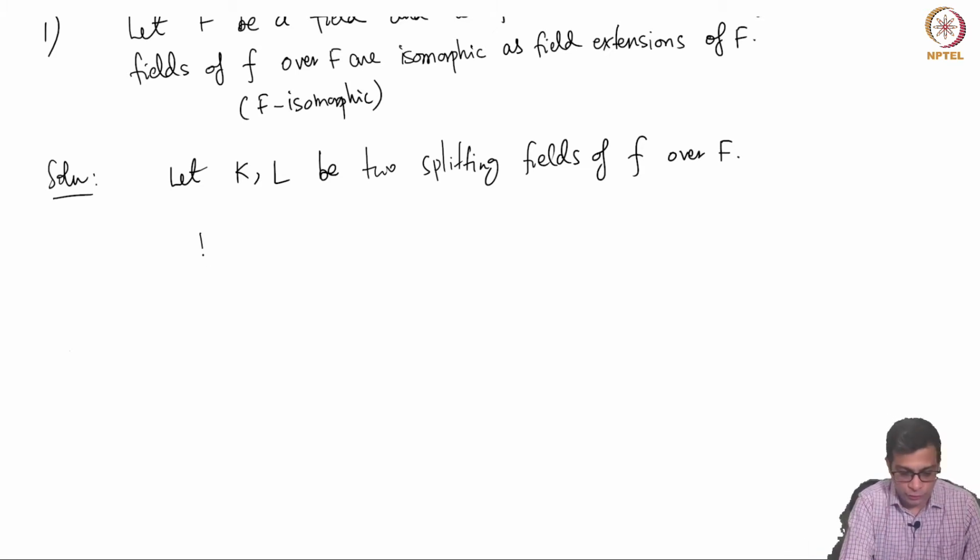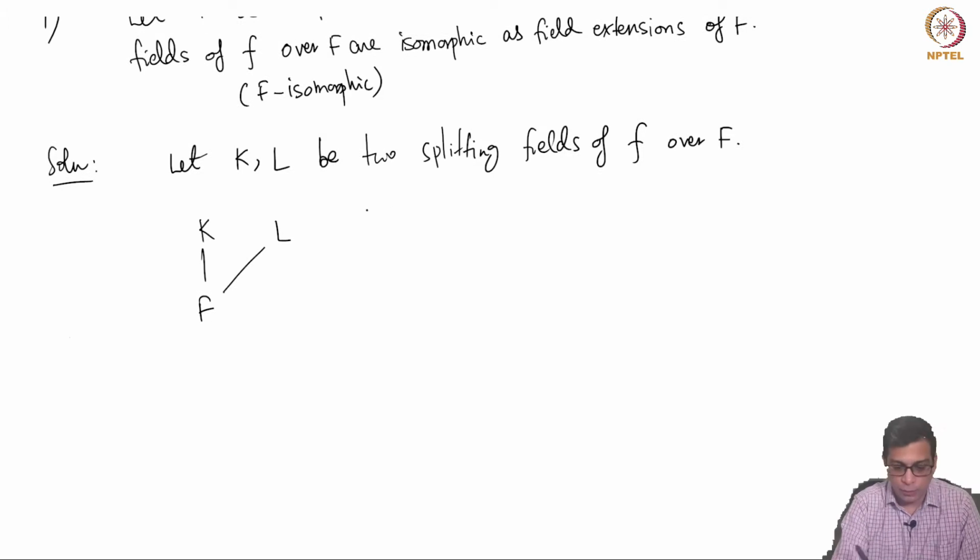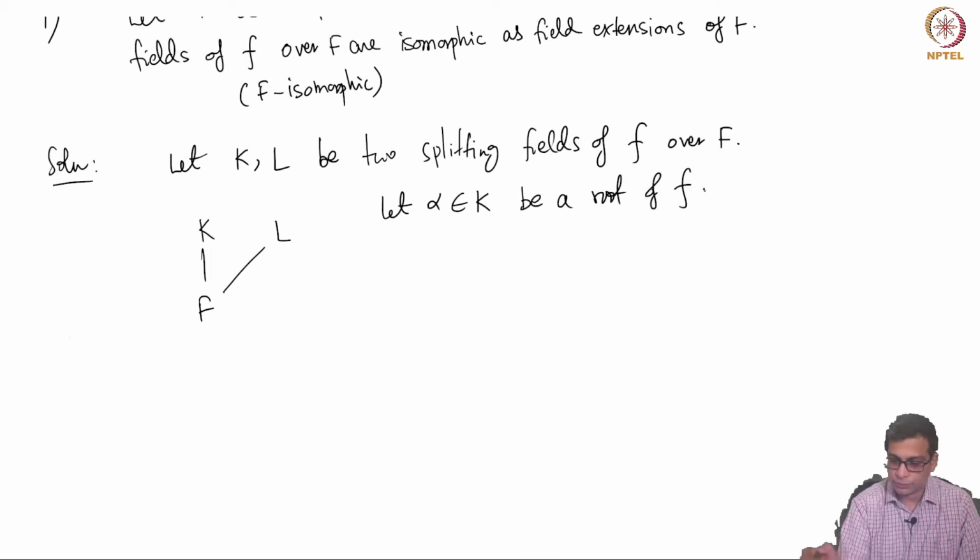So here what we have is this. They are both extensions of F, right? So by definition, a splitting field is an extension of F where the polynomial splits completely and those extensions are generated by the roots. Okay, so now let alpha in K be a root of f. It has all the roots, so let's take one of them. So what we have is actually a picture like this.